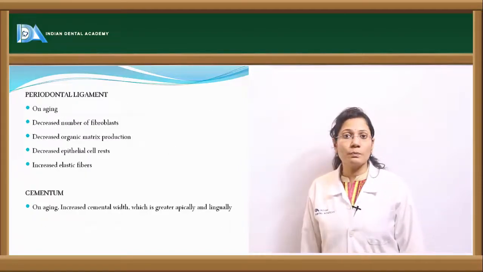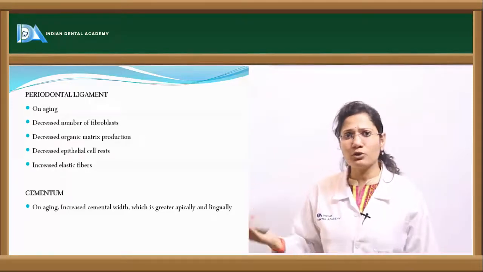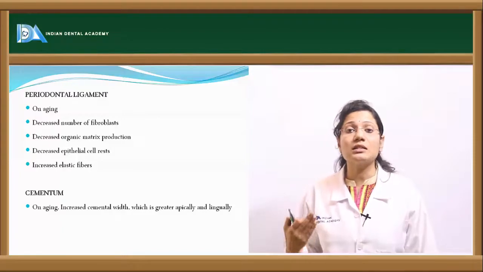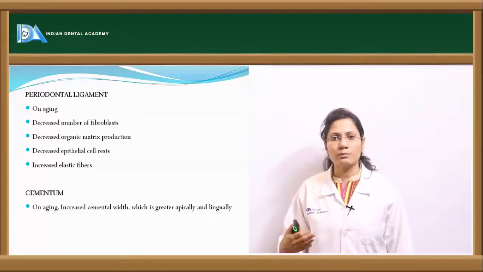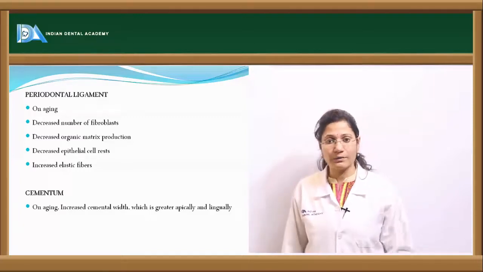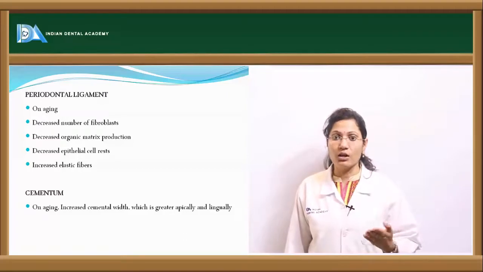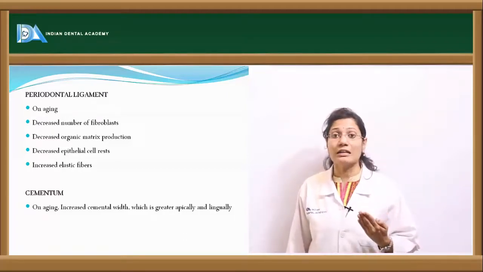Now what happens to the periodontal ligament? We finished with gingival changes. First, there is a decrease in the cellular content of the periodontal ligament. Your periodontal ligament is composed of various cellular parts. It has your synthetic cells, your resorptive cells, your osteoprogenitor cells, your epithelial cell rests of Malassez, and your inflammatory cells.